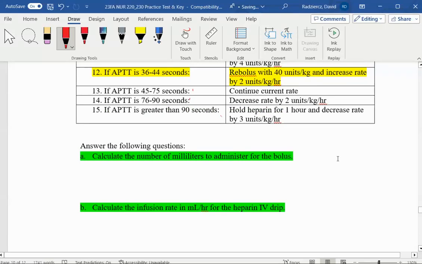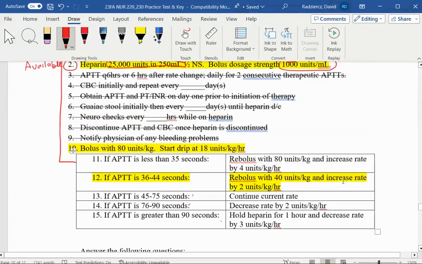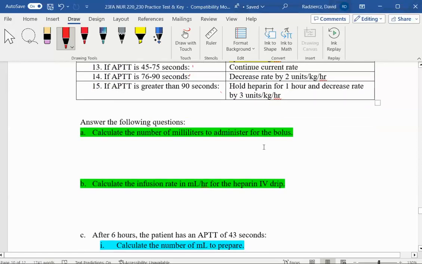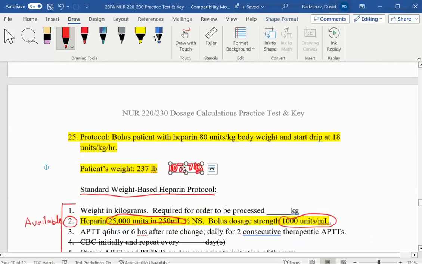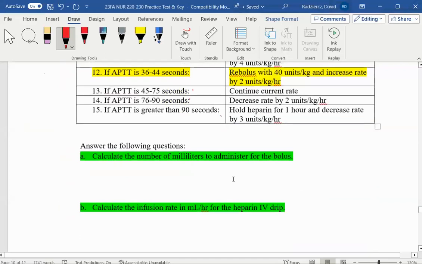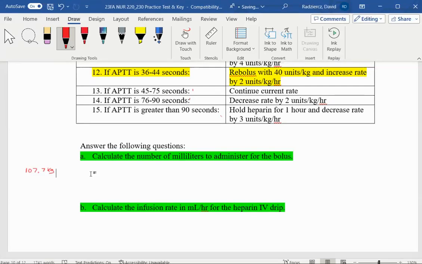So let's go through the initial bolus. I always forget that I can just copy and paste some of these things here, and that way I can move this where I want it, so I don't forget and come back to it. So my patient's weight is 107.7 kilograms. What I'm going to do is multiply by what it tells me to multiply it by, 80 units per kilogram.